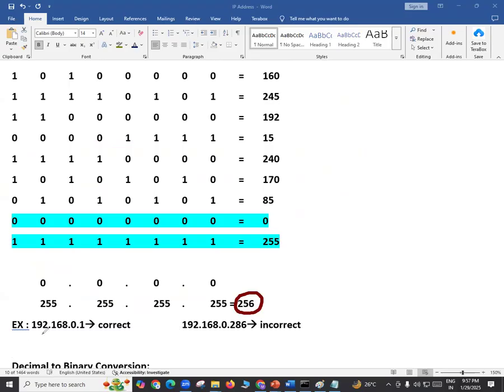See here, the IP address here is 192.168.0.1 and the IP address here is 192.168.0.286. So why is this number correct and why is this number incorrect? See the fourth octet here, it is 286. Can you use 286? No, my number should be between 0 and 255 only. I simply cannot exceed my limit. If I go beyond 255, the IP address will not be accepted.